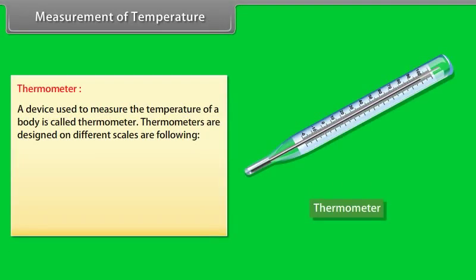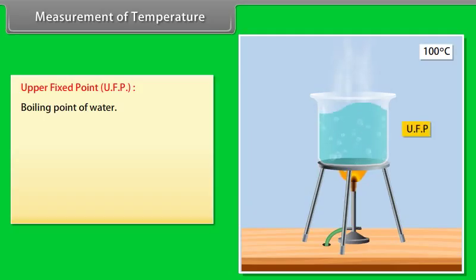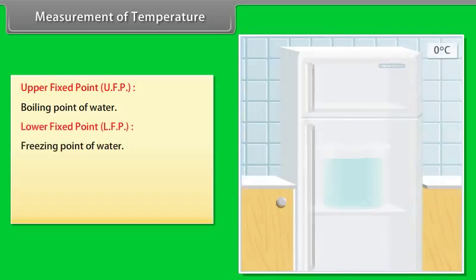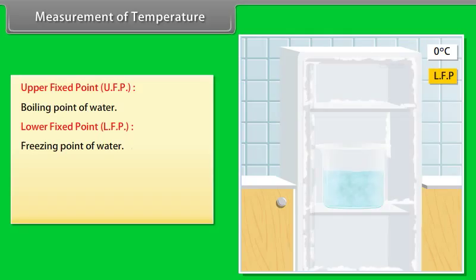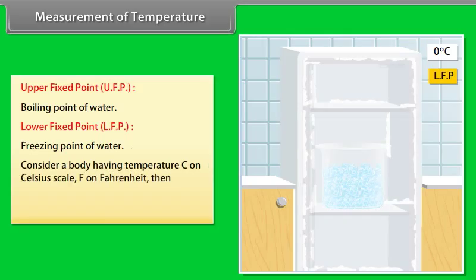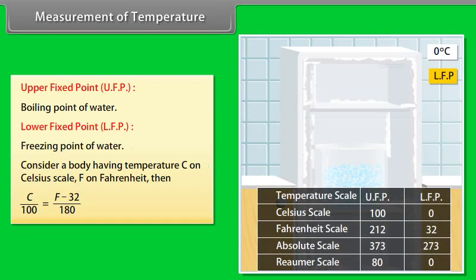Measurement of temperature. A device used to measure the temperature of a body is called a thermometer. Thermometers are designed on different scales, which are the following: Celsius scale, Fahrenheit scale, Kelvin scale, and Reamur scale. Boiling point of water is known as the upper fixed point. Freezing point of water is known as the lower fixed point. Consider a body having temperature C on the Celsius scale and F on the Fahrenheit scale. Then C/100 is equal to (F minus 32)/180.